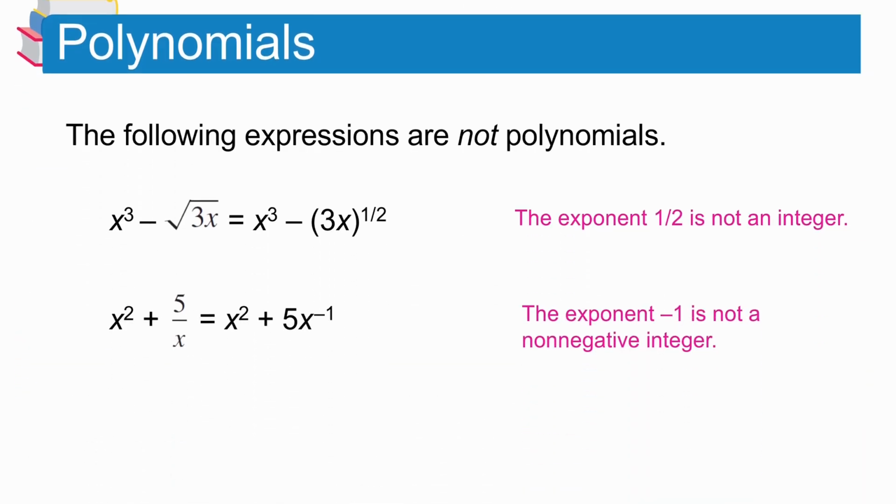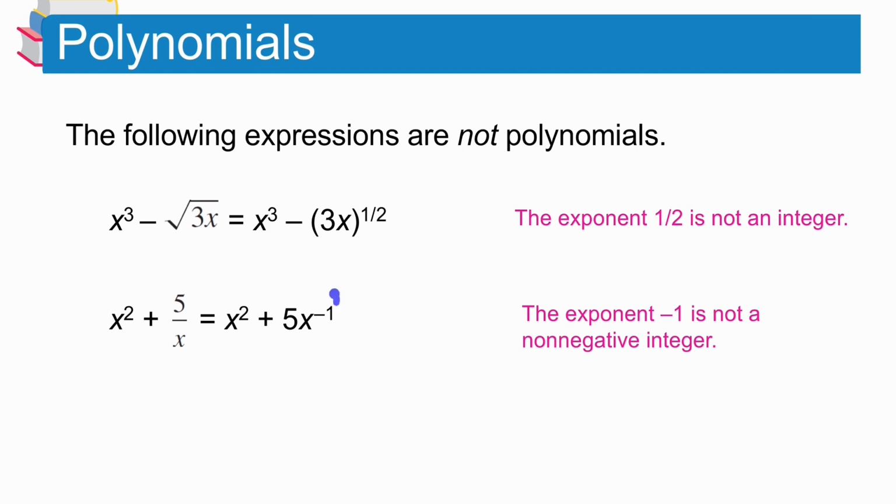And then the following expressions are not polynomials. Anytime you have a radical that you can't get rid of and simplify out, that would mean you would have a power that was not a whole number, not an integer.